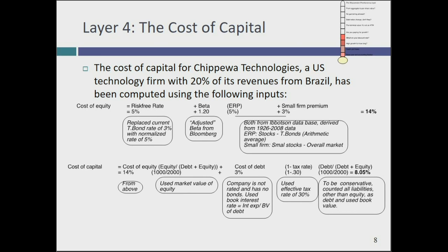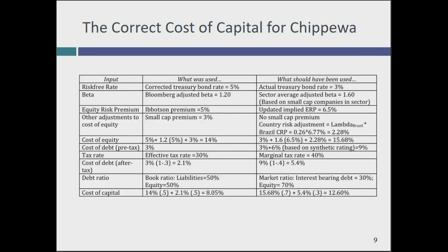As you get out there and people talk about cost of capital, always do your due diligence, because it's amazing how sloppy this practice can be, even with people who do this every day. They get into bad habits. So here's what I did to change. Basically, I changed the current rate to an actual T-bond rate. I took the adjusted beta and made it a bottom-up beta. I took the historical premium and used an implied premium. I removed the small cap premium, but I included a country risk adjustment for the fact that they are exposed to Brazil. My cost of equity is 15.68% with those adjustments, which is higher than the 14%.